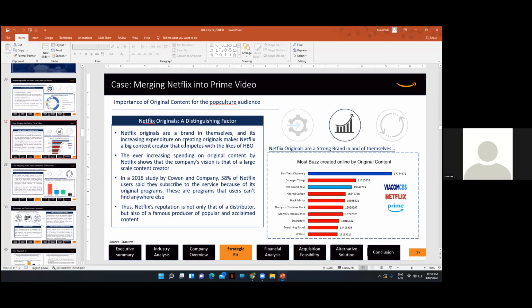Now, when we go to merging the two companies and understanding, Netflix originals are what a lot of people use Netflix for, and this content is not available anywhere else. So original content is definitely a key point for Netflix. And what's going to happen is that if you merge the two, you need to maintain a reputation of Netflix as an original content creator. So this is just a concern that needs to be taken into account.